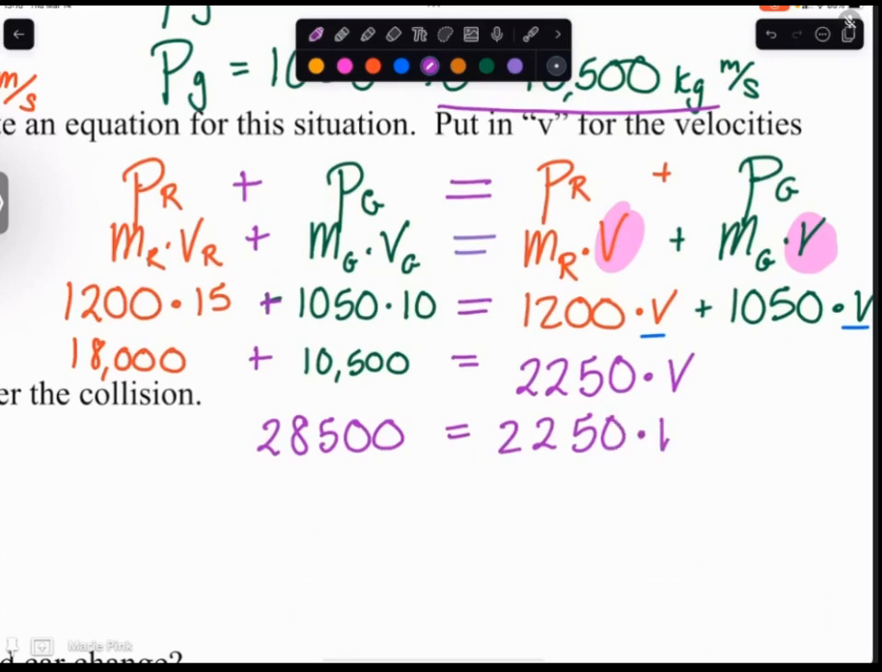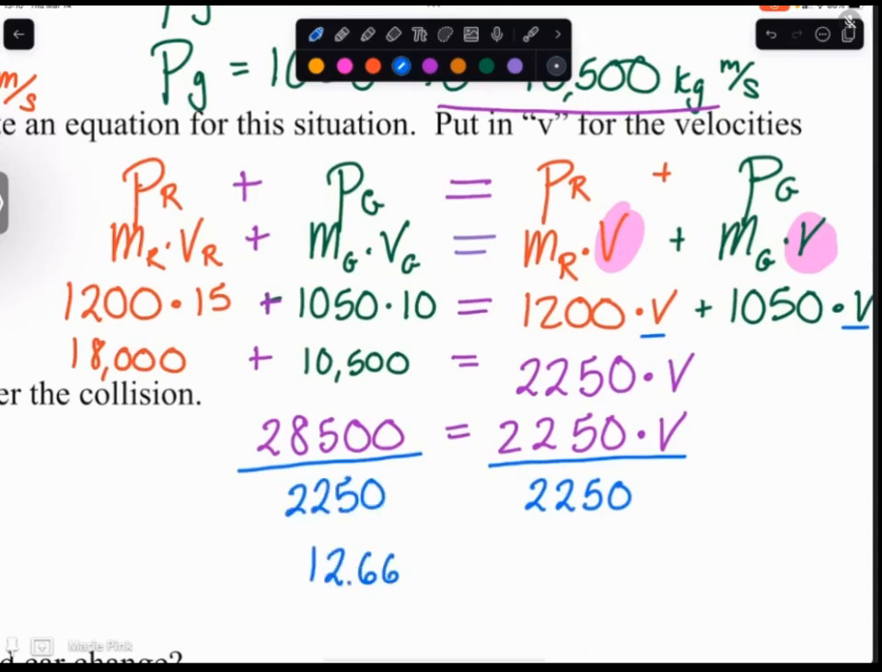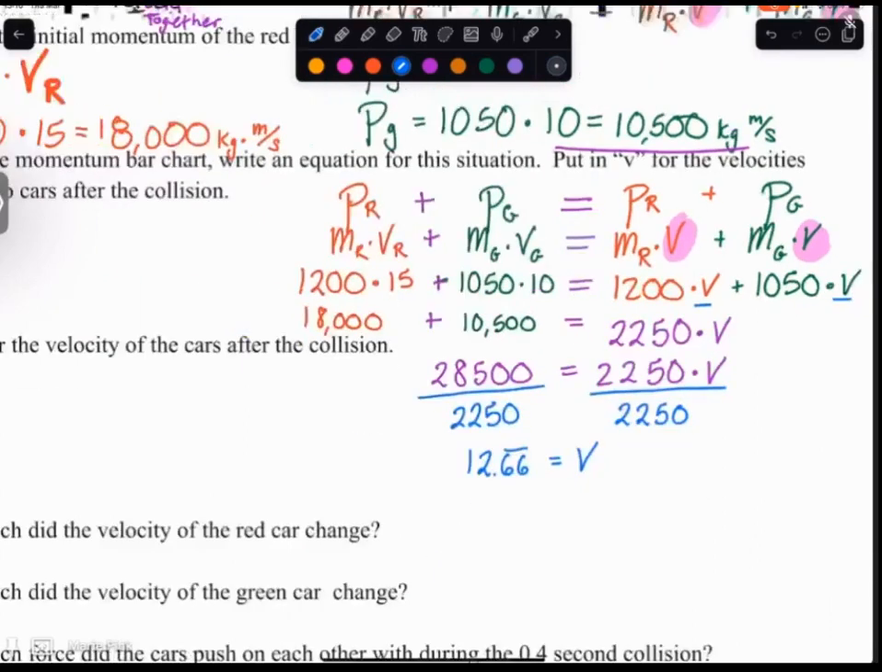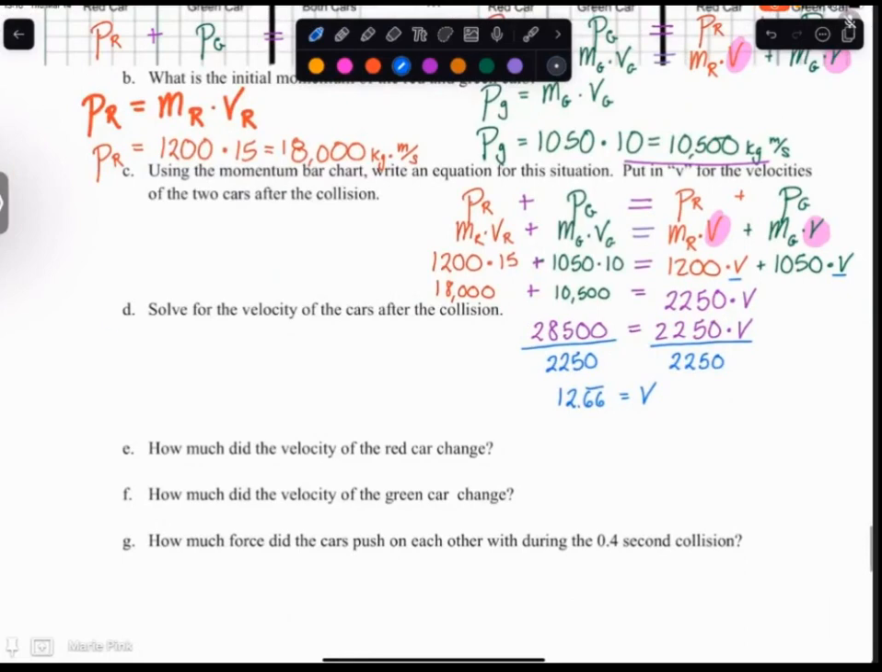2,250 times my velocity. And then to solve, I just need to do the opposite of multiplication, which is division. So I divide both sides by 2250, and I get 12.66 repeating is my velocity. And so that is the answer for part D.